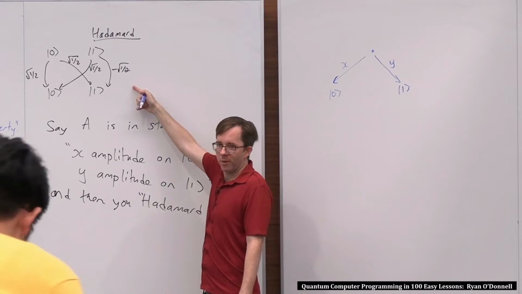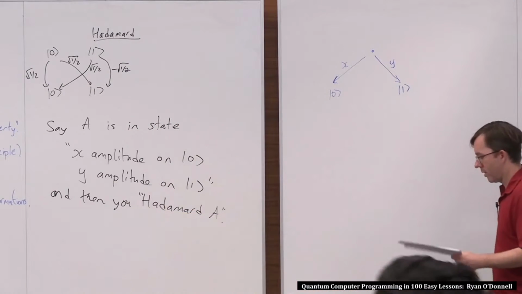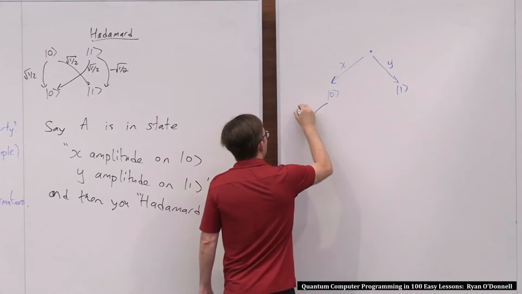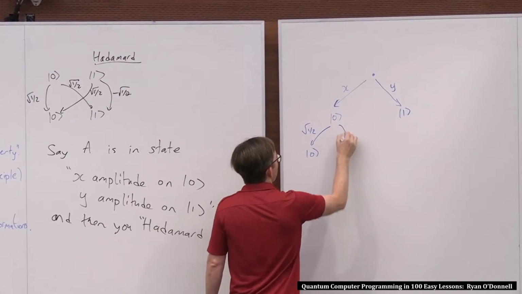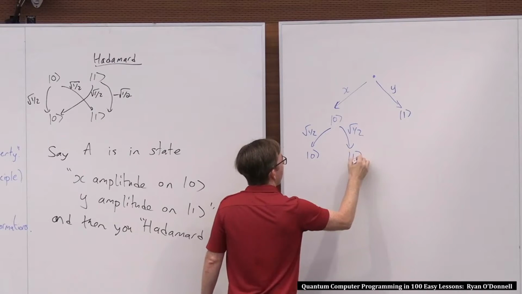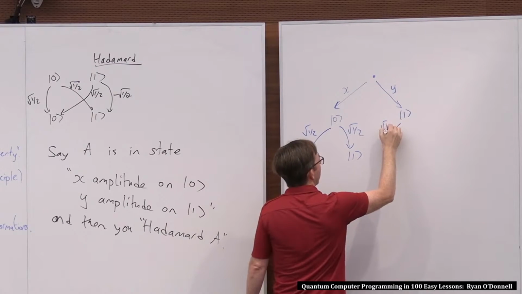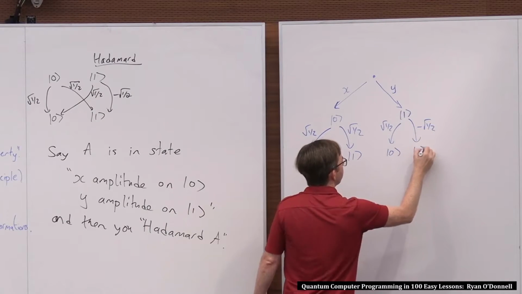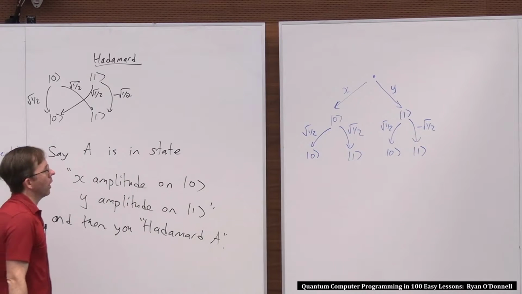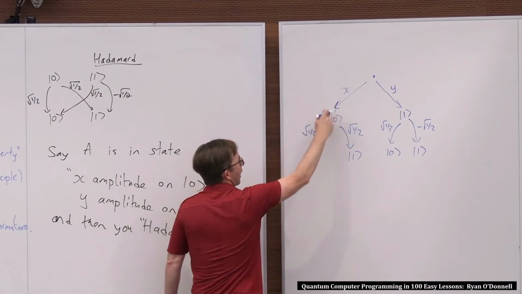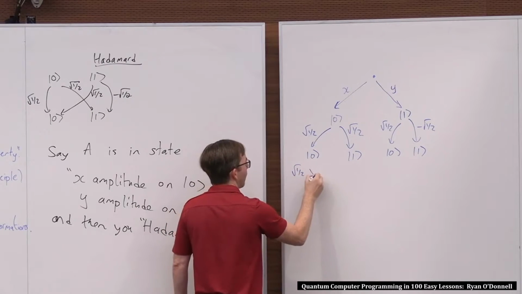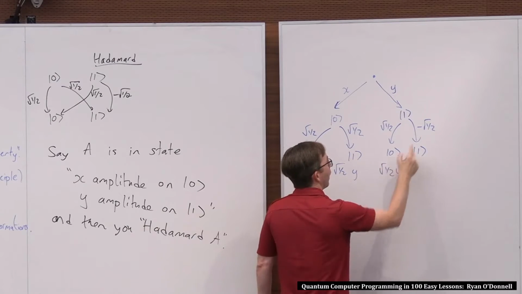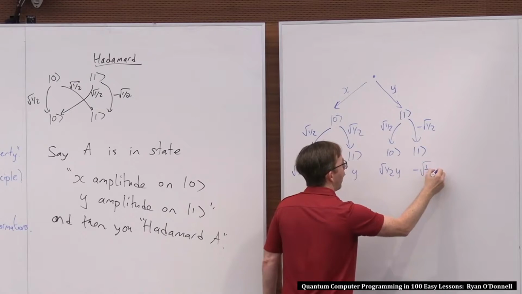Basically, this is the rule that you use to continue the tree. So you say to yourself, all right, if I'm at 0, then with amplitude root a half, I go to 0, and with amplitude root a half, I go to 1. And if I'm at 1, then with amplitude root a half, I go to 0, and with amplitude minus root a half, I go to 1. Okay, and therefore the final amplitude outcomes here we get by this path product rule. So that's root a half x, root a half y, root a half x, and minus root a half y.